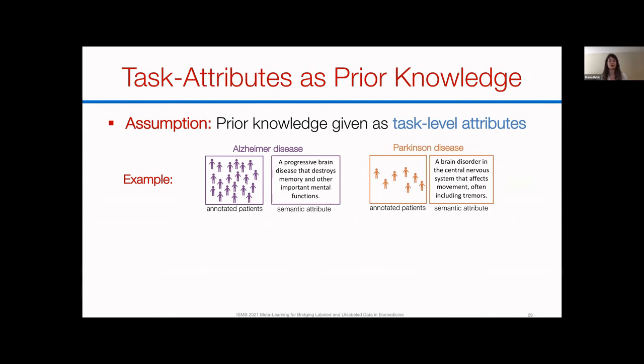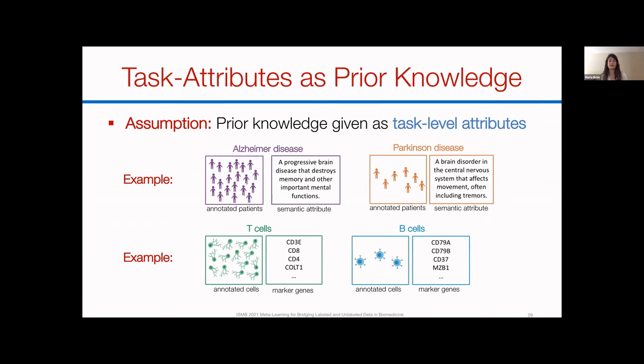For Alzheimer's disease, maybe we have a description that this is a progressive brain disease that destroys memory, while Parkinson's disease is a brain disorder in the central nervous system that affects movement. So in this example, by using textual descriptions, the model can relate Alzheimer's and Parkinson's disease because both are brain disorders. Or, for example, in the cell type annotation task, we might include marker genes as task level attributes. This could allow the model to regard cell types that share marker genes as more similar to each other and reuse this information to build a better model. So the question is, how can we incorporate this additional class level information into our model?